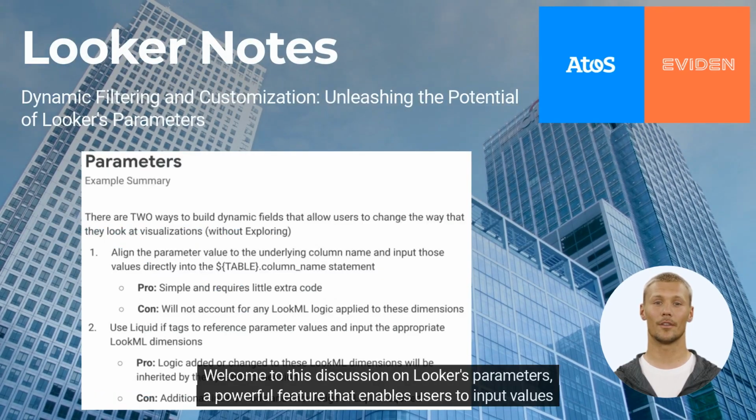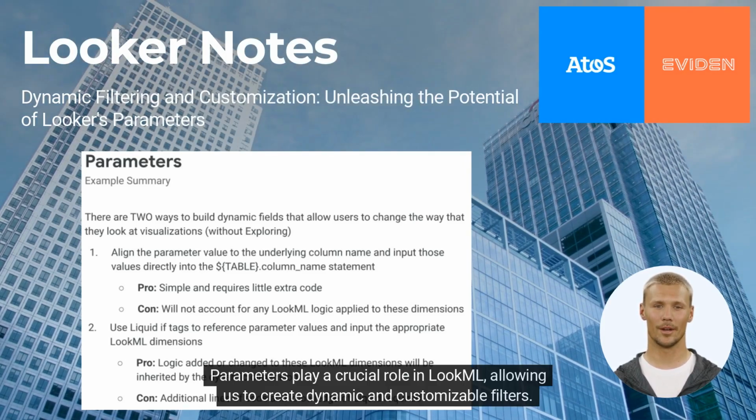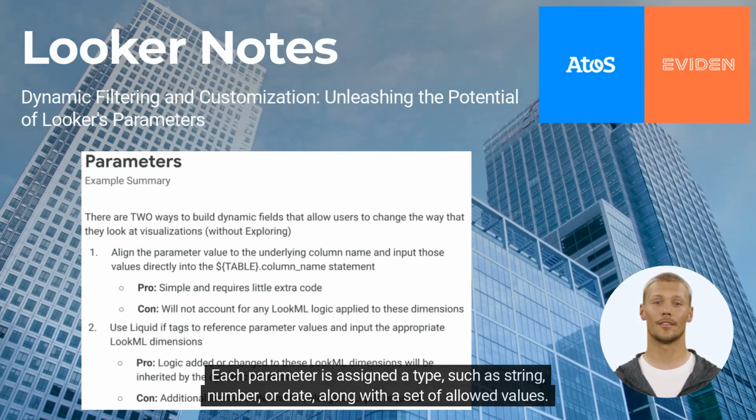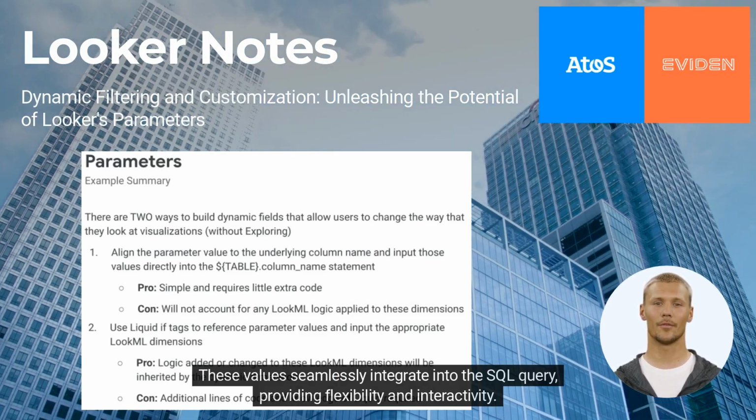Welcome to this discussion on Looker's parameters, a powerful feature that enables users to input values and incorporate them into generated SQL using Liquid, an external templating language. Parameters play a crucial role in LookML, allowing us to create dynamic and customizable filters. Each parameter is assigned a type, such as string, number, or date, along with a set of allowed values. These values seamlessly integrate into the SQL query, providing flexibility and interactivity.